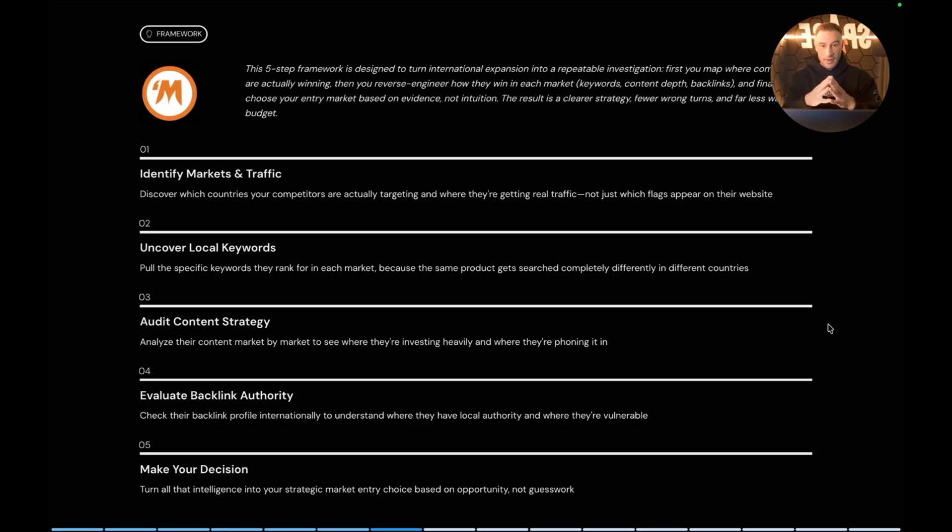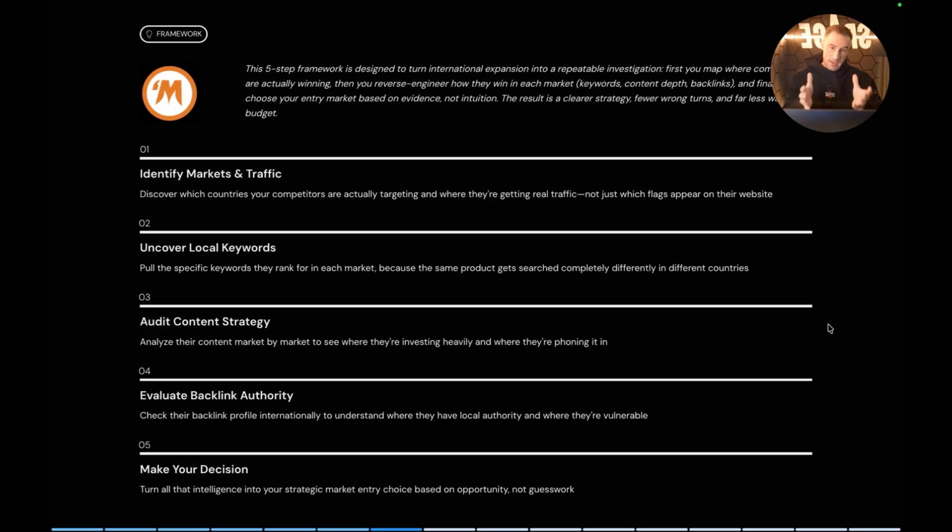Then the second step is uncovering local keywords. So pulling the specific keywords they rank for in each market and looking at how the keyword clustering is done in this country. So how do they differ from each other? So is the US cluster of keywords different than the UK cluster of keywords? Because you might think, it's both English, it will be the same, but you will see later on in this video and presentation that that is absolutely not the case.